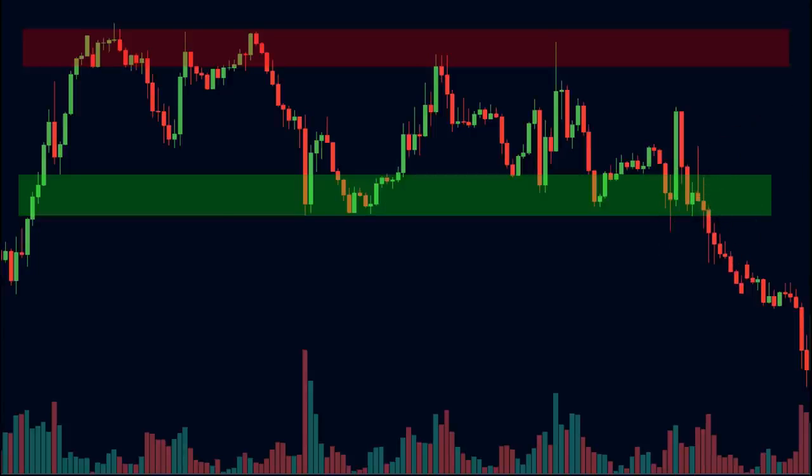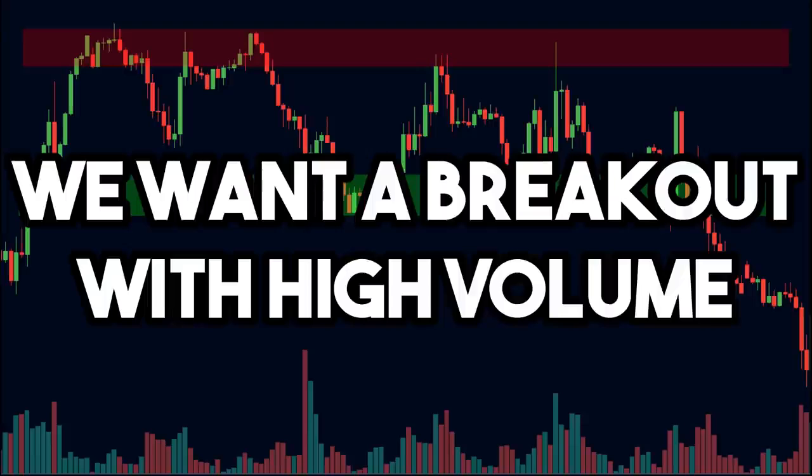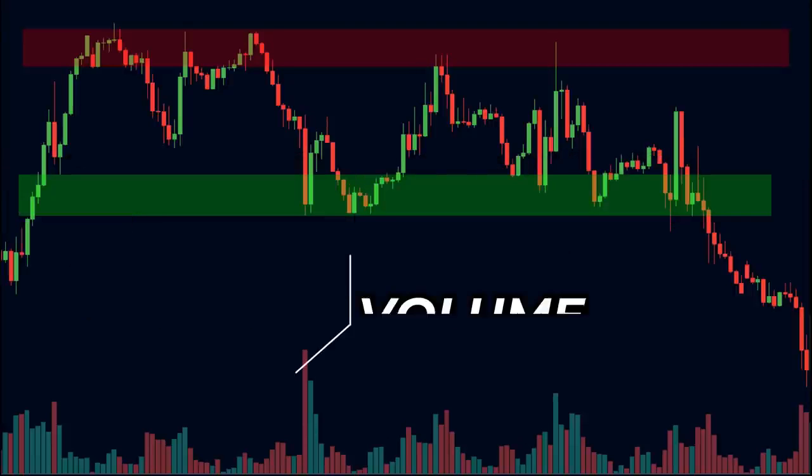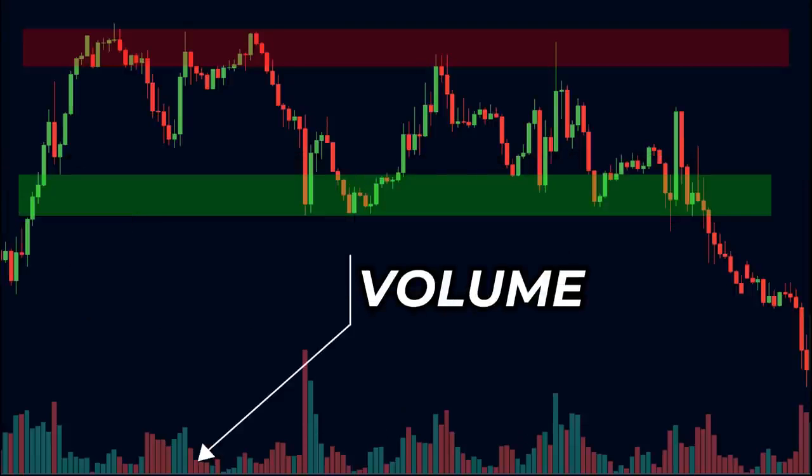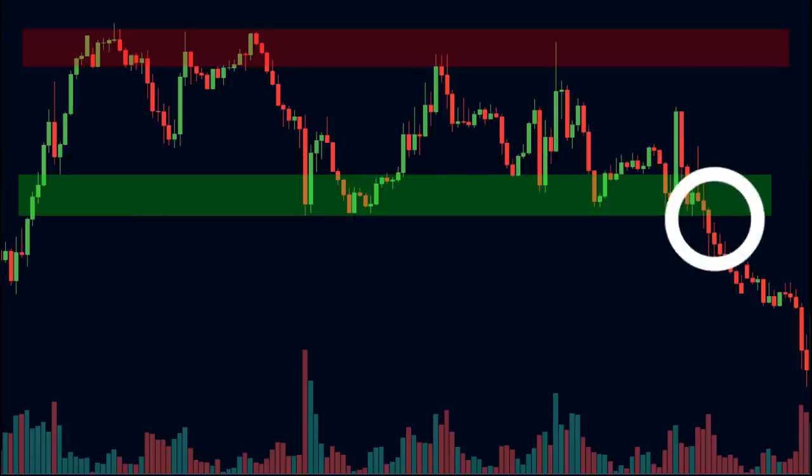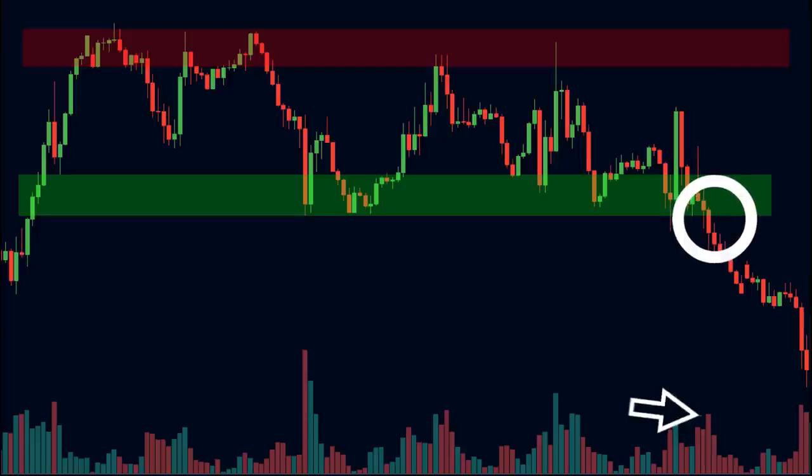So to avoid false breakouts, we will look for a breakout with high volume. For that, we will use the simple volume indicator. So on this candle, we can see that the volume was higher than the previous candles. This is a strong sign of a breakout. So we enter on the close of this candle.